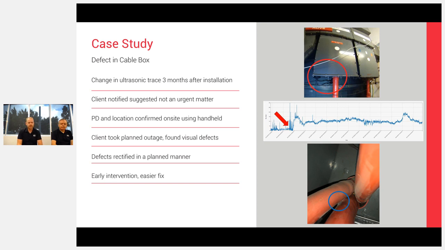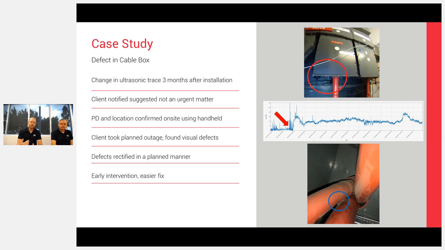But 3 months later, we saw a spike in activity, which is highlighted there by the red arrow on that graph. The spike in activity didn't go up to high levels, but it was at a low towards medium level. And we notified the customer. We said, look, we'd like you to go down there and just confirm what we're hearing.